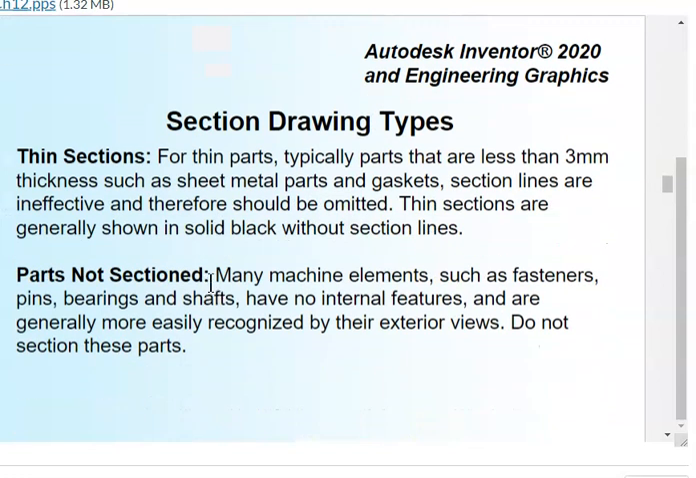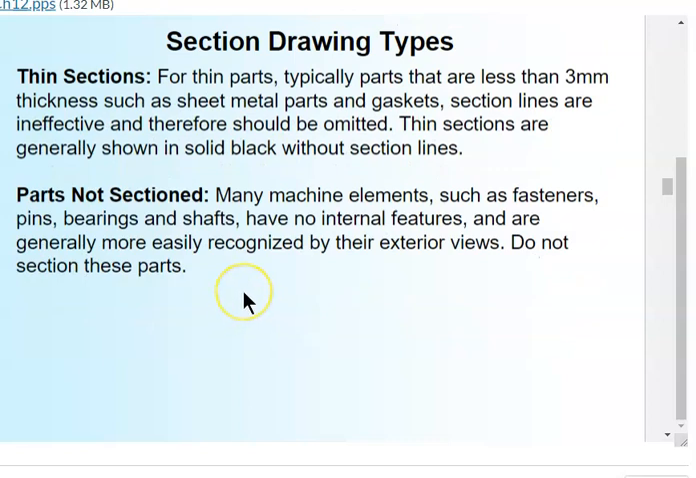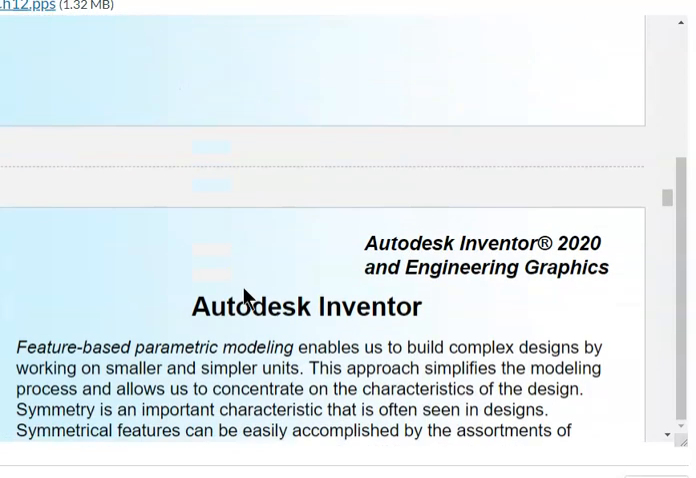And basically any thin objects, any fastener devices like bolts, nuts, and some others like washers, they are not sectioned, even though they are solid pieces. There are some exceptions to this.